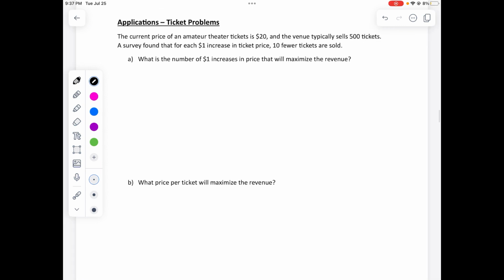So the nice thing about these kinds of questions is that the first time you see it, you might be like, that's kind of weird. I wouldn't have thought to set it up like that, but you set them up the exact same way every time you do it. So what we're going to do is define our variables first. Okay, so we're going to let X be the number of price increases.